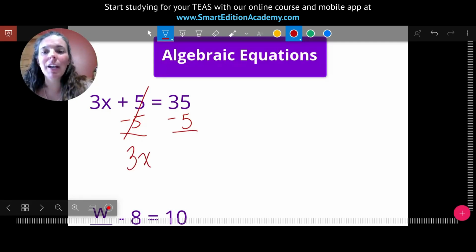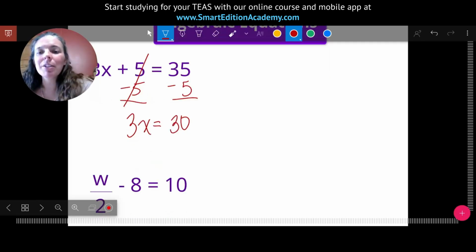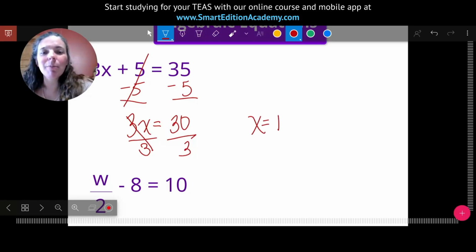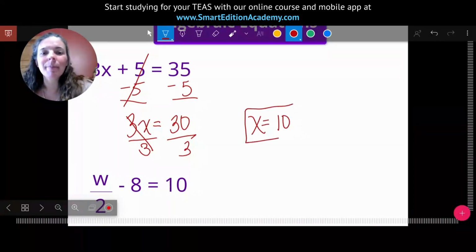So I'm left with 3x equals 30. And then 3x means 3 times x. So I'm going to do the opposite, which is division. That will get it to cancel out. And if I do it on one side, I need to do it to the other side. So I end up getting x equals 30 divided by 3, which is 10.